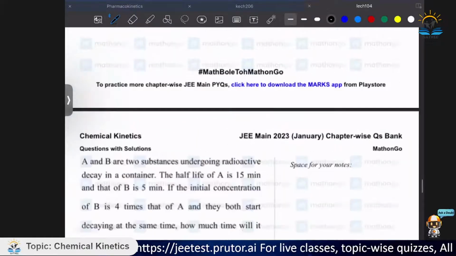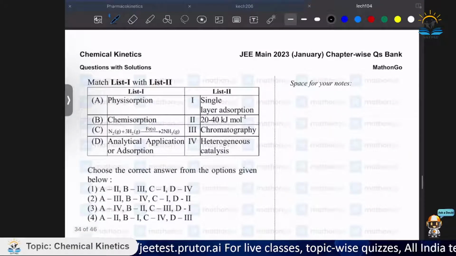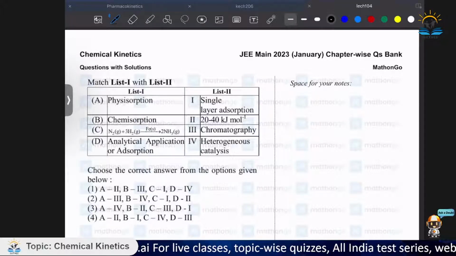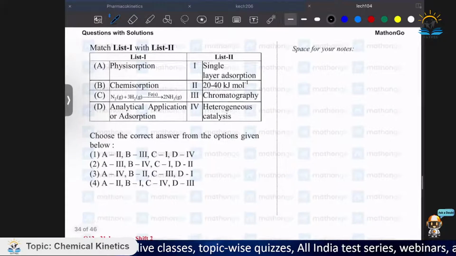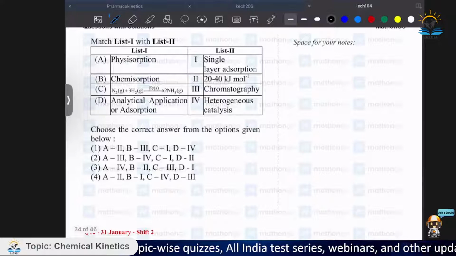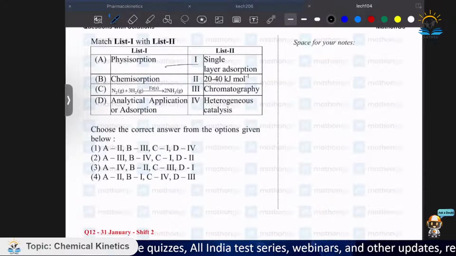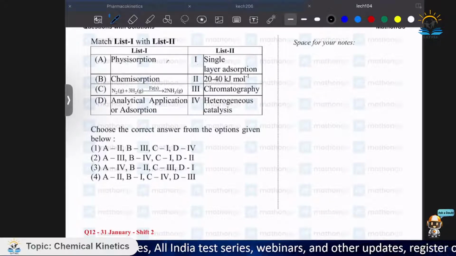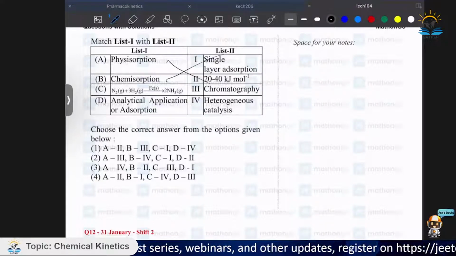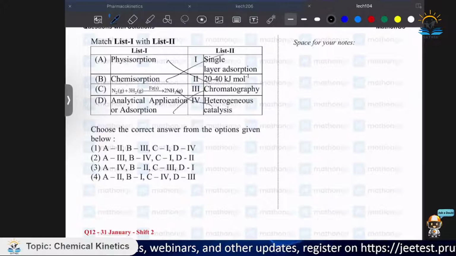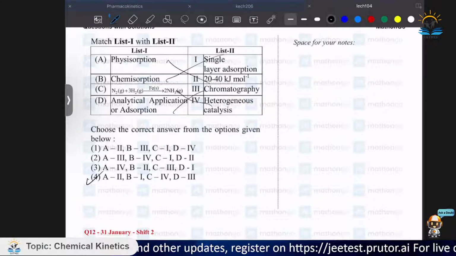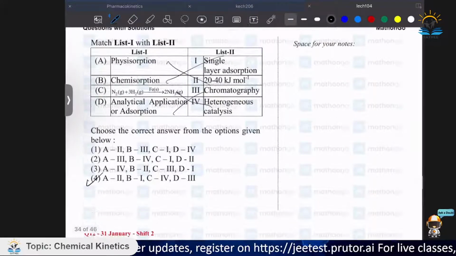Yeah. Now, the physics option, and the chemistry option, analytical application of it. This is surface chemistry. I'll just match it for you. This is the thing. Option 4 is correct, but you learn it in surface chemistry.